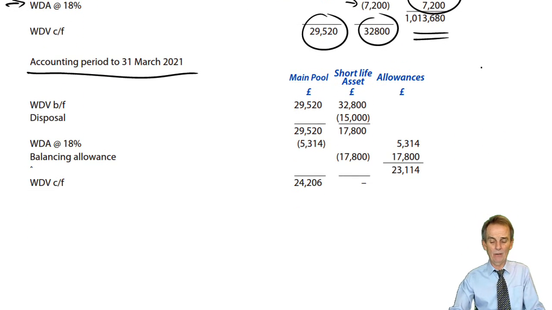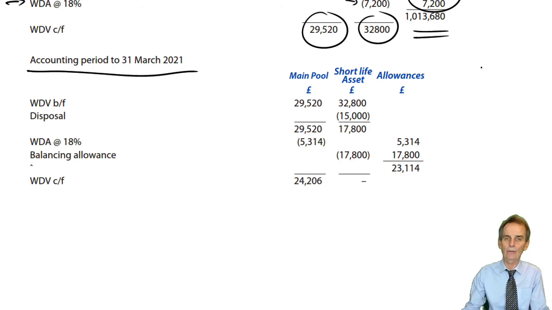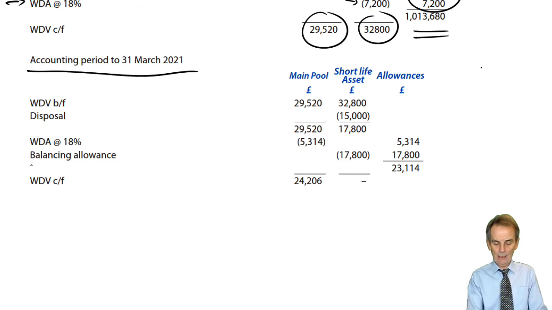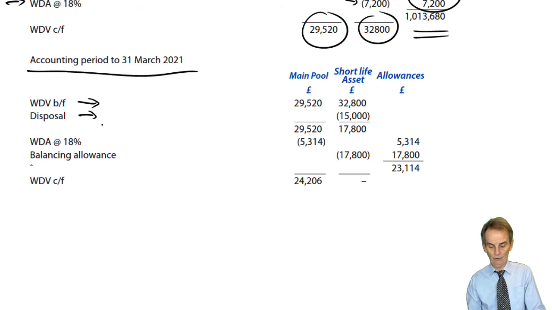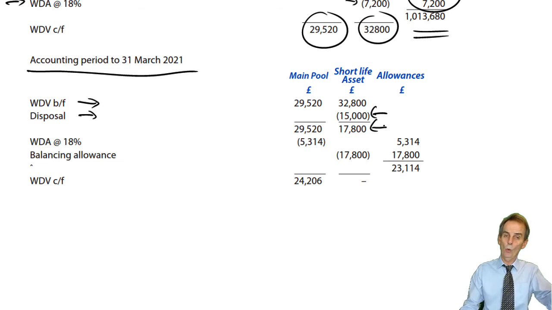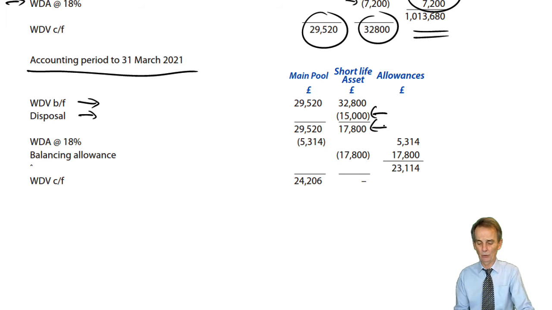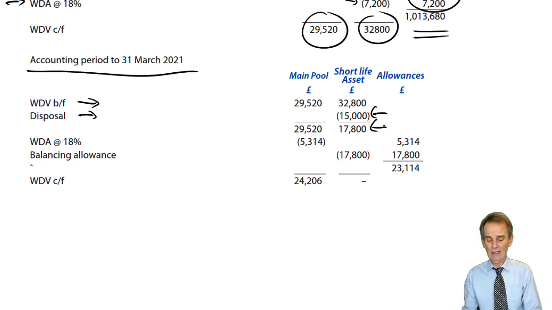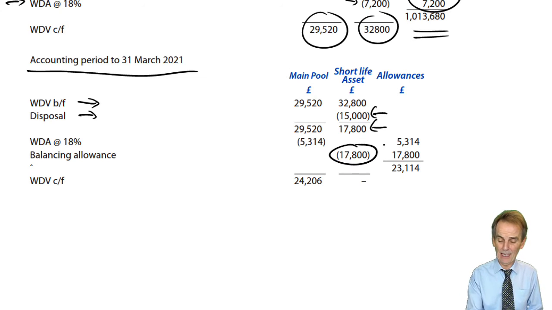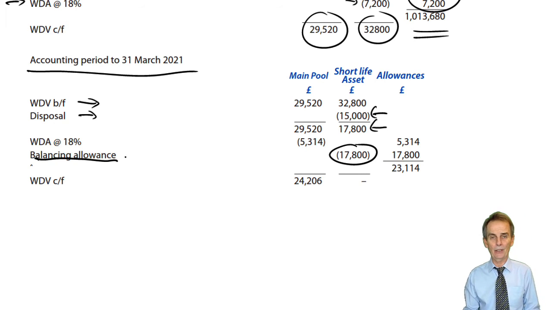And when we go into the next period, we don't have to wait long, of course, for this short life asset to live up to its name and to be sold, because in that next period, bring forward our tax written down values, no further additions, but we do have the disposal of the photocopier for sale proceeds of 15,000. Leaving a residue of unrelieved expenditure in relation to what did it originally cost and what have we then sold it for, a residue of unrelieved expenditure of £17,800 there.